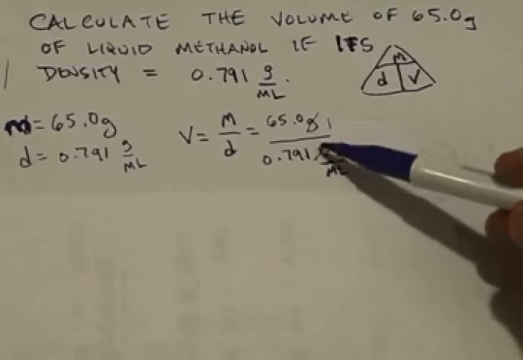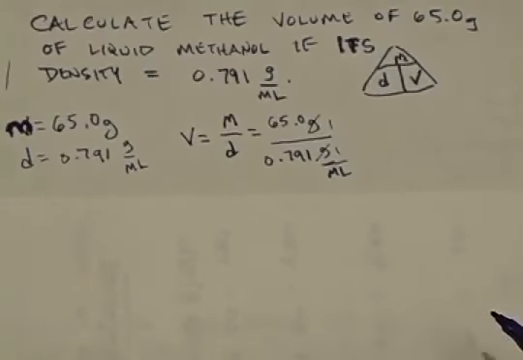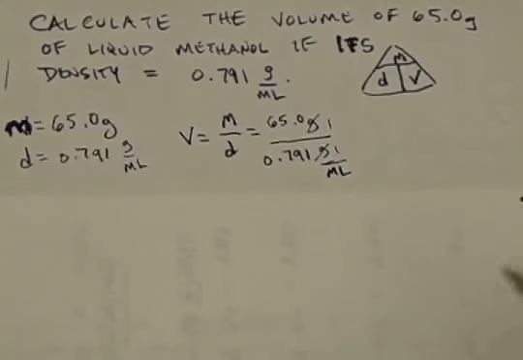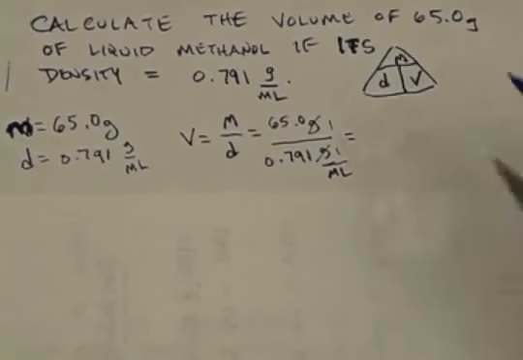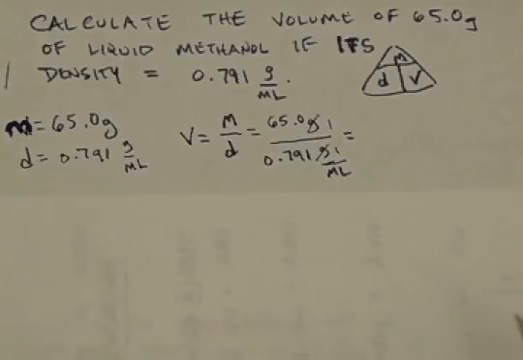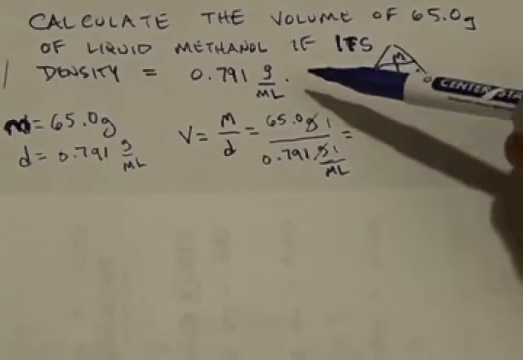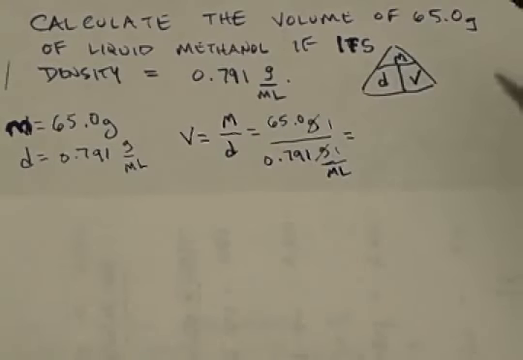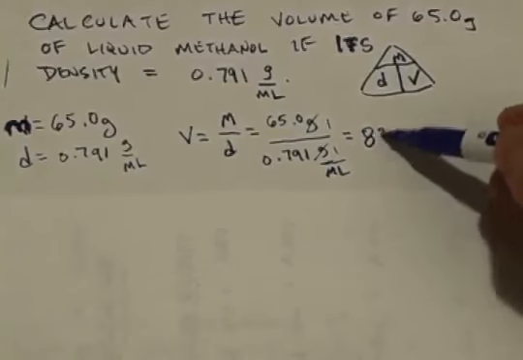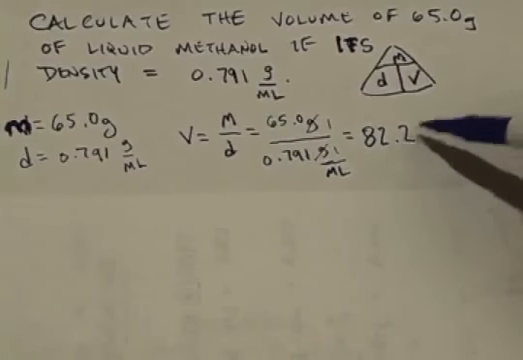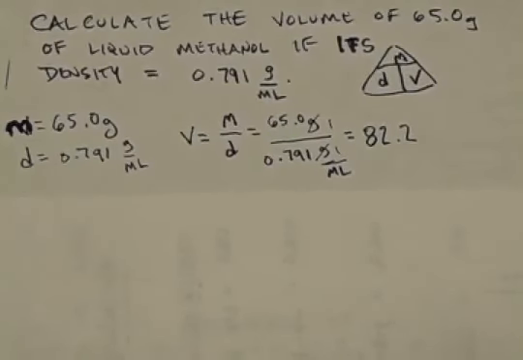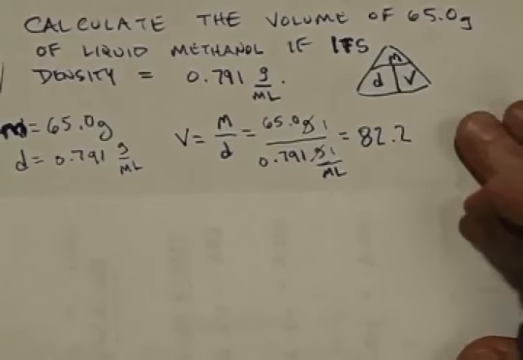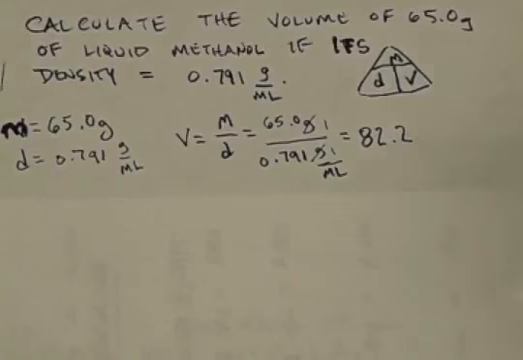Adding your units to each one of these measurements is critical. You must always include your units when you're doing calculations, and this will be for the entire course, so get used to it right now. Now if you take these two numbers on your calculator, 65 divided by 0.791, you end up with 82.2, and for right now you can just round to a decimal place or two, and we'll talk about how far you should round these answers actually in the next video cast.